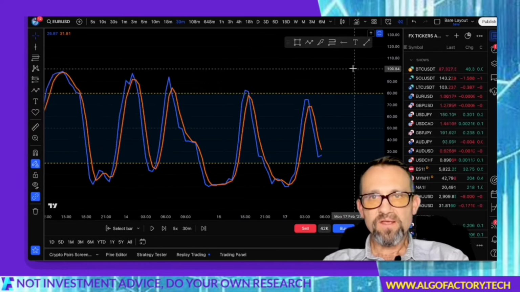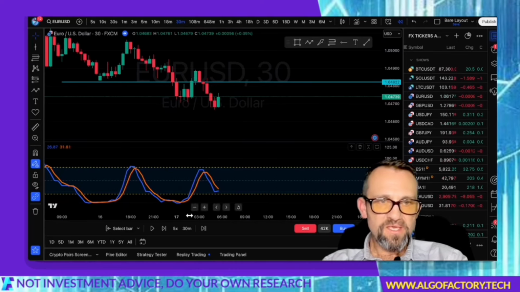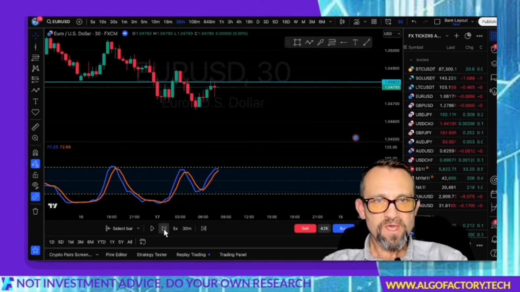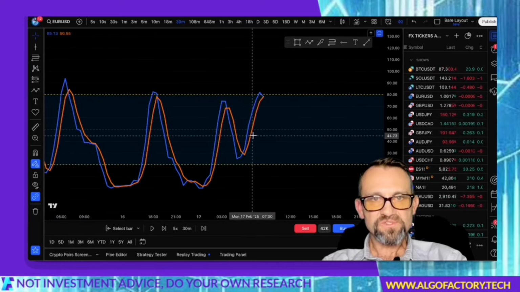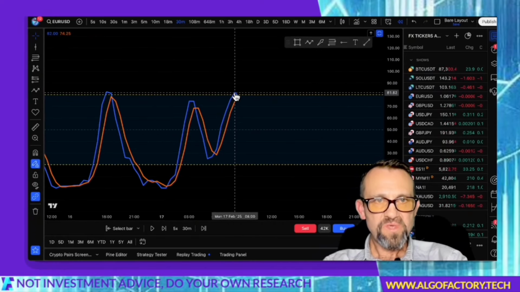So let's look for that here. Nothing yet. Didn't quite touch 80. We're going to hit play until it does. Okay, almost there. Oh, there it is. Okay, so what's happened here with the stochastic RSI is the blue peaked above 80.